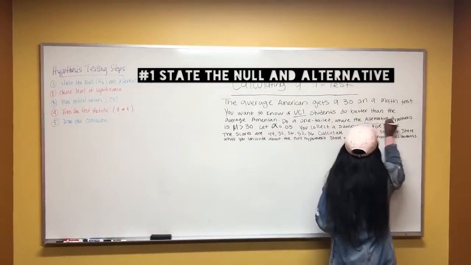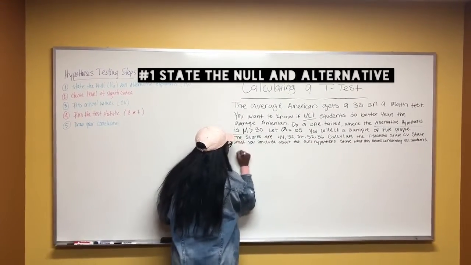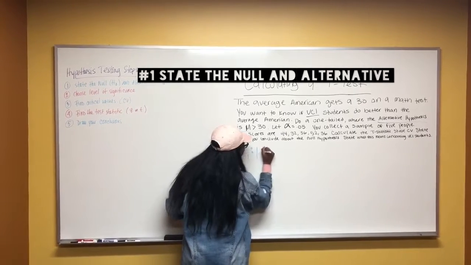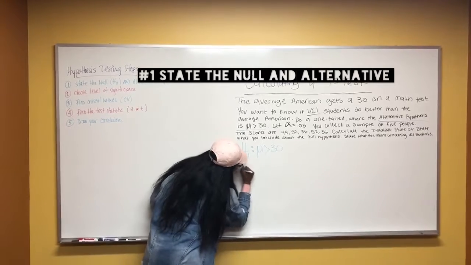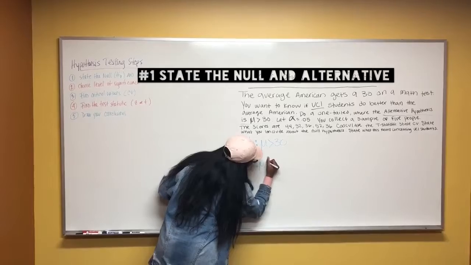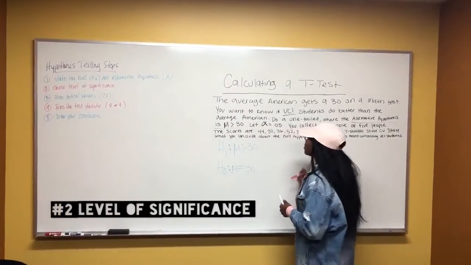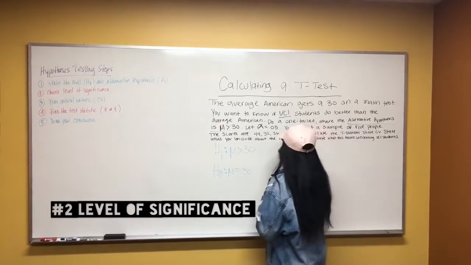According to this, our alternative hypothesis is that mu is greater than 30, and our null hypothesis is that mu is equal to 30. Moving on to number 2, which is choose our level of significance, our alpha is equal to 0.05.